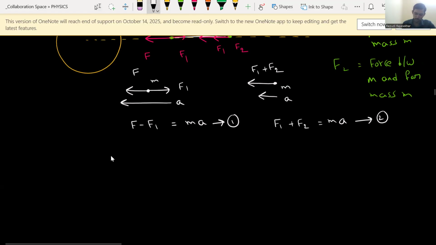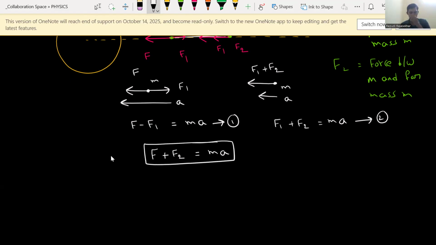Now add equations 1 and 2. If you add equations 1 and 2, minus F1 plus F1 gets cancelled. So what is left? F plus F2 equals ma. This is the equation we got. If I add equations 1 and 2, F plus F2 equals m into A, m into A, this becomes 2ma. So 2ma is the total force acting.